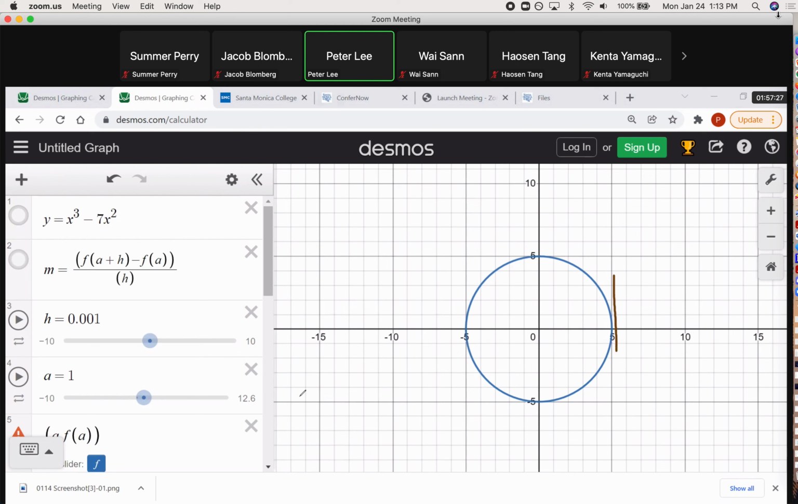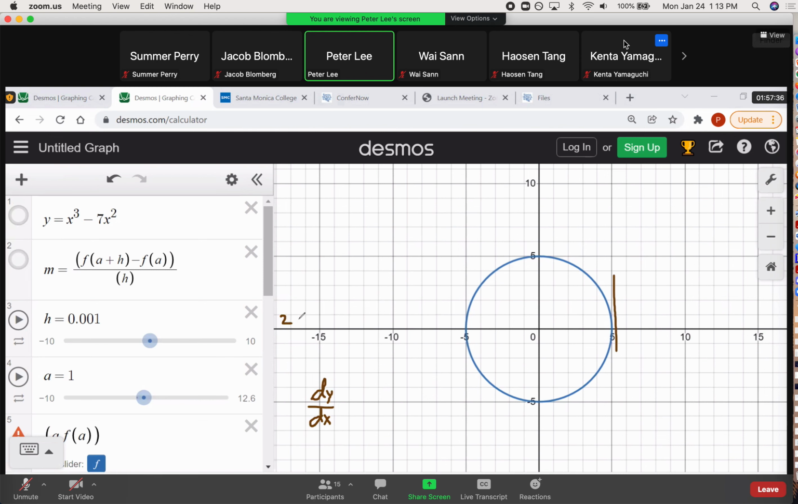So now, when you apply this, this is dy/dx. Let's see, what is the dy/dx for the circle? The dy/dx is what you get, 2x plus 2y dy/dx.